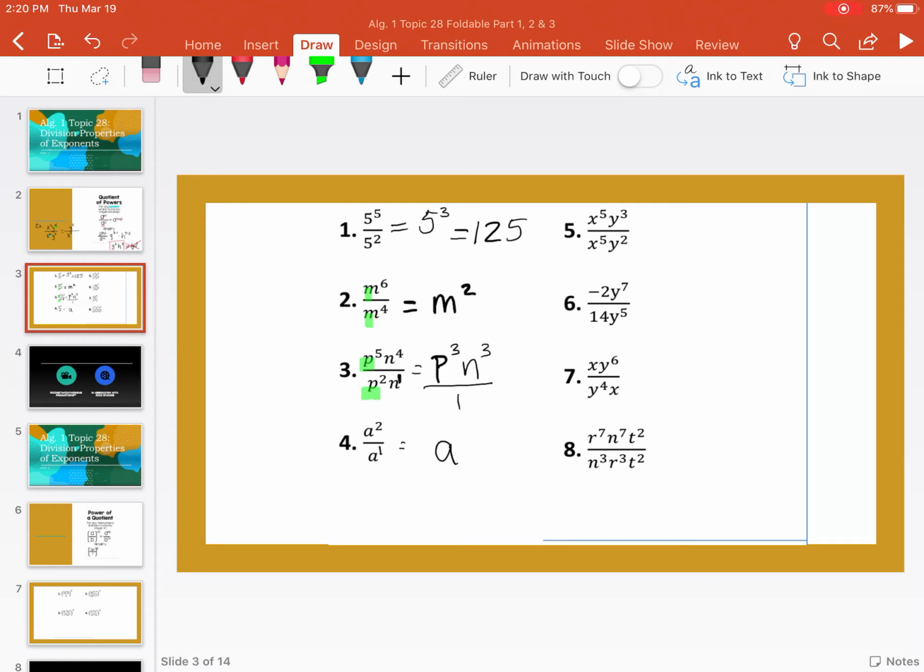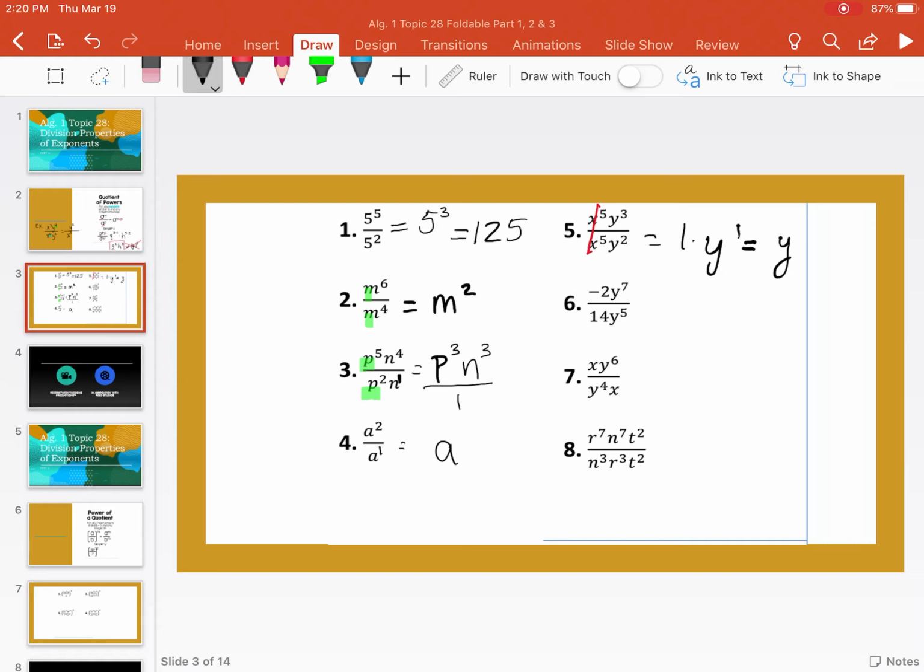Number 5, x to the 5th, y to the 3rd, over x to the 5th, y squared. Now here, since we have x to the 5th over x to the 5th, these are the same thing. They cancel out and reduce to 1. So we're going to get 1 times y to the 3rd divided by y squared, 3 minus 2 gives us y to the 1st. So our answer is just y.